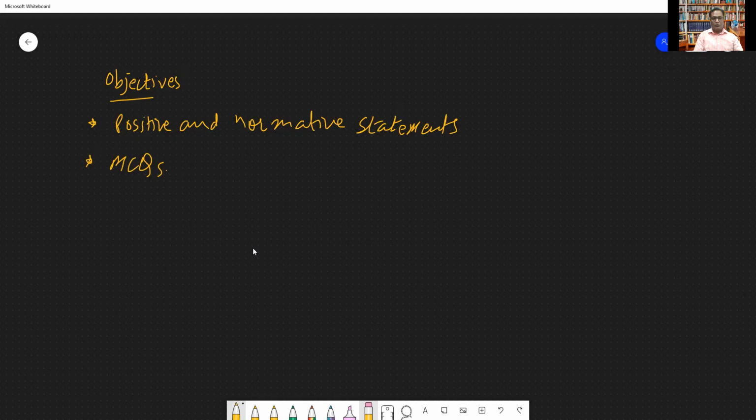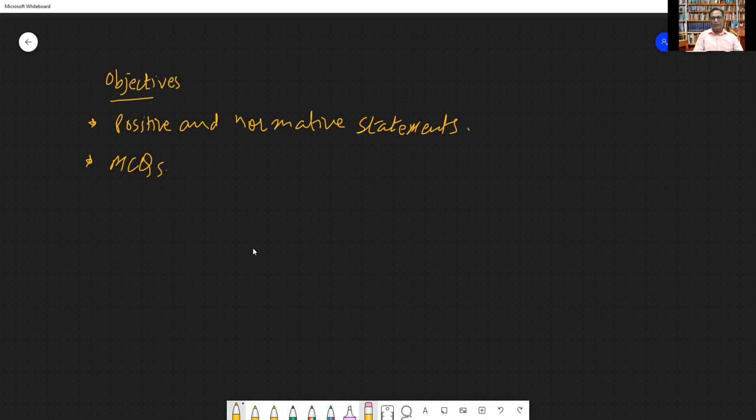Hello everyone. The topic for today's class is positive and normative statements. This is again a topic relevant to chapter number 1 of AS level economics. Positive statements are statements that are based on facts and figures, and normative statements are statements that are based on value judgment. The objectives of this lesson are shown on the screen.